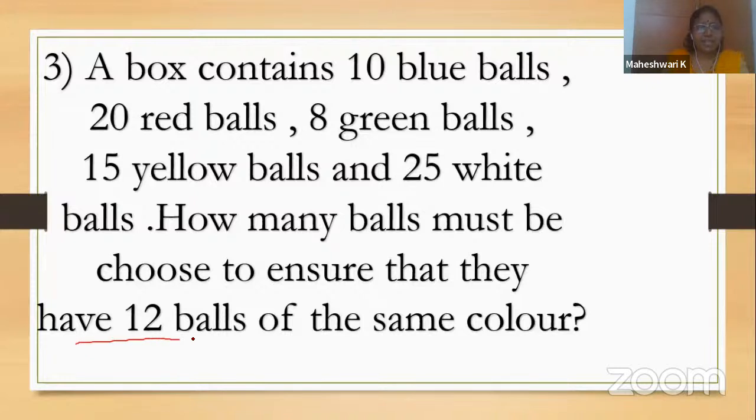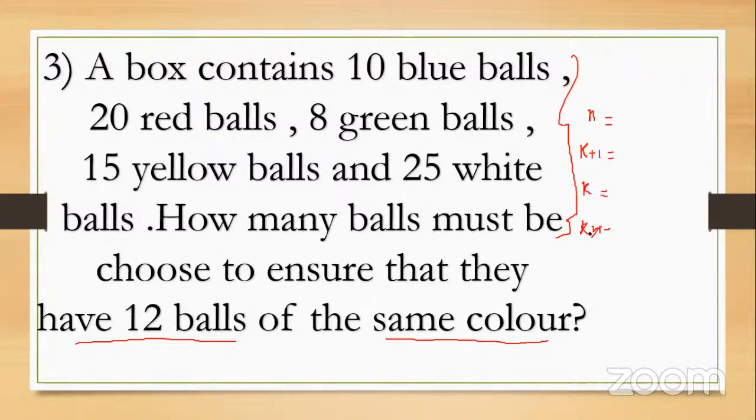To ensure that we have 12 balls of the same color. This is the given information. So can we apply the same logic here as applied in the previous question? What could be K here and what could be N? So what would be K?